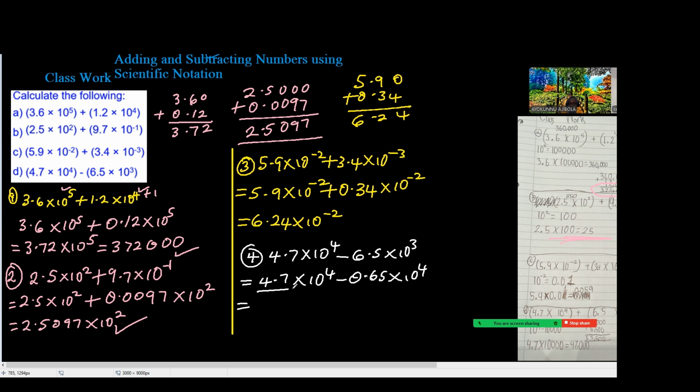Then we have to add these and these together. I mean to subtract this time around, not add. So that will be 4.7 minus 0.65. Then we have 10 minus 5 is 5. 6 minus 6 is 0. And this is 4. So we now have, at the end, 4.05 times 10 raised to the power 4 as our answer.